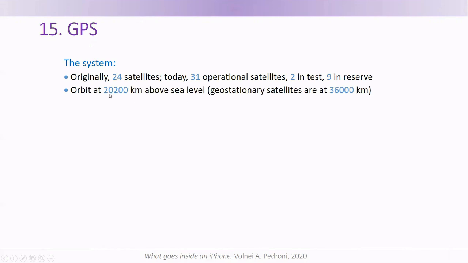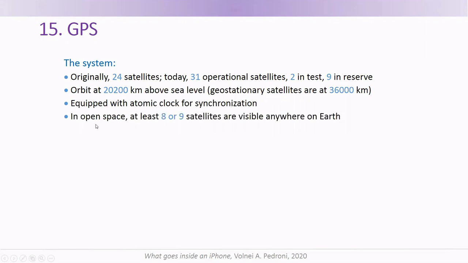Their orbit is at 20.2 thousand kilometers. Just for comparison, the geostationary satellites which are used for communication are at 36,000 kilometers. So these go around the Earth exactly in 24 hours, while this takes exactly 12 hours. The satellites are equipped with atomic clocks for synchronization. And in open space, at least 8 or 9 satellites are visible anywhere on Earth.